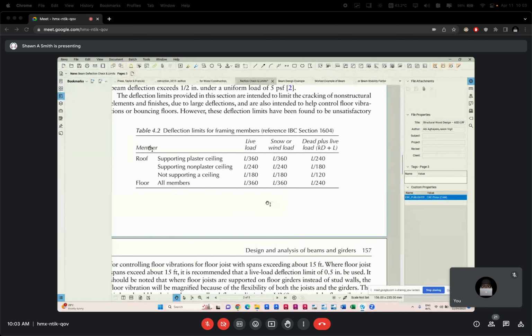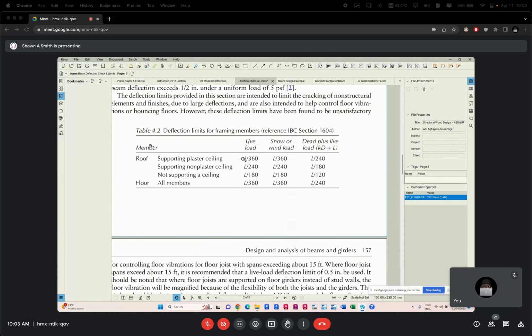So the first part is the member description, where the member applies. All right. So we have two things really. Timber beams can either be in roofs or in floors. For roofs, when it is supporting plaster ceiling, the maximum allowable deflection for live load only should be the length divided by 360. Right? The 360 is a number. The length is in unit of length, so it comes out in feet or inches.